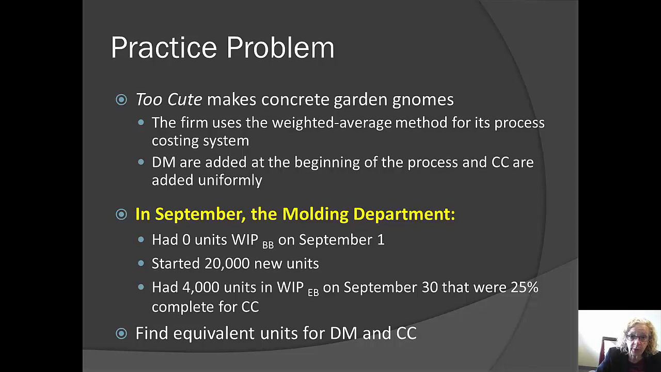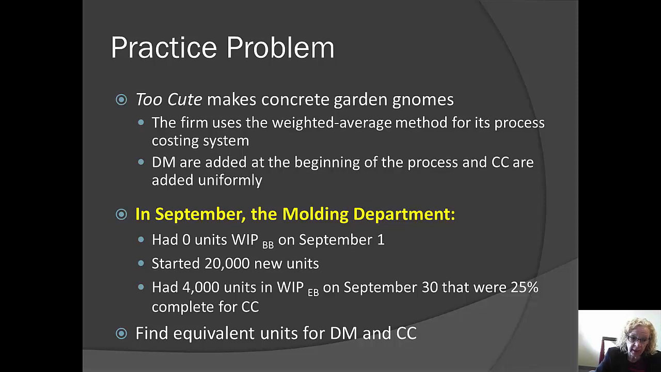That's possible for two reasons. One explanation is that this is the firm's first month of operation. So obviously, since it wasn't in business in August, it started September with no units in work in process. The other possibility is that it's been in operation for a while, but in August, it finished all of the units that it was working on, so on September 1st, there was nothing in process.